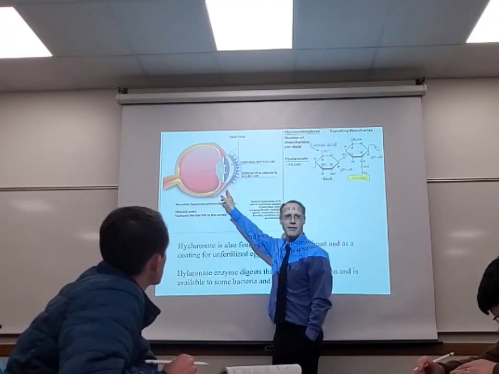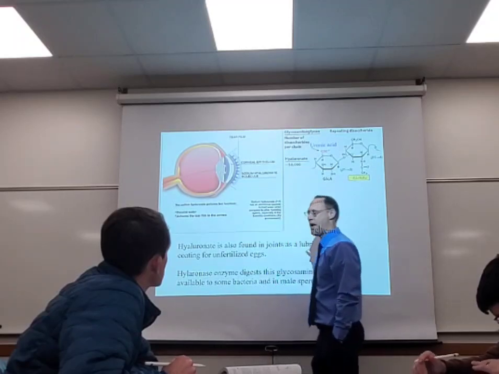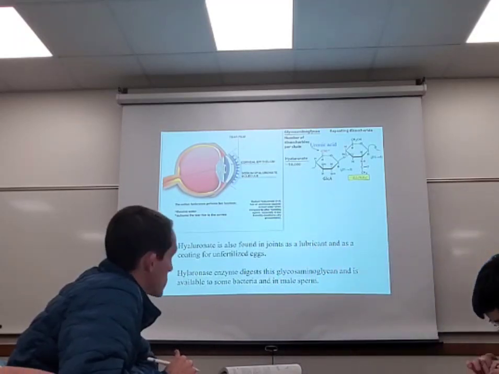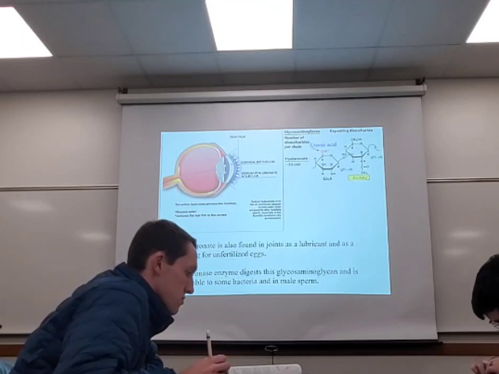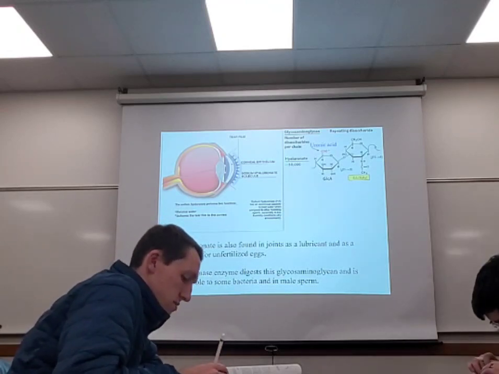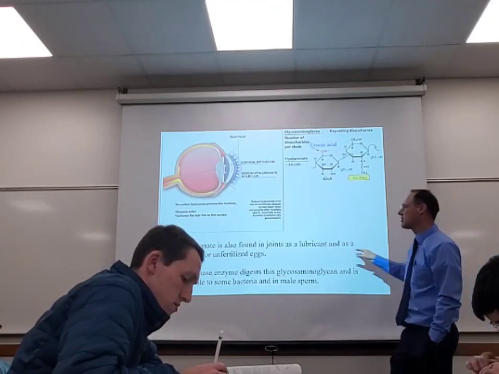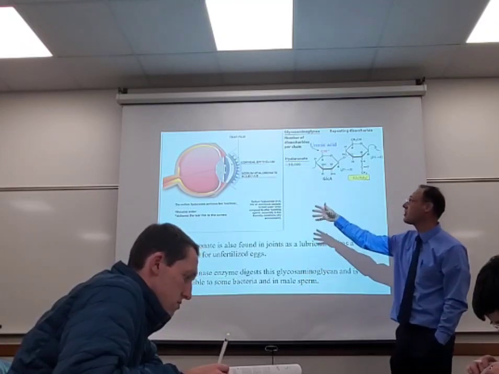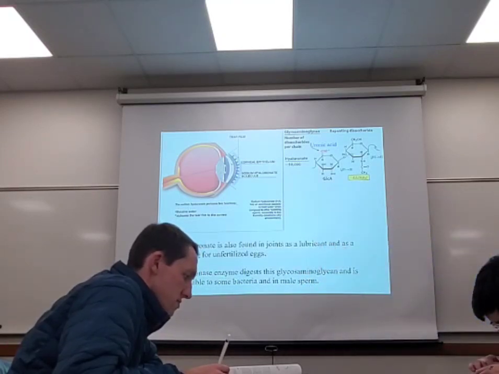There's sugar on the top of your eye. Hyaluronate, I won't name the enzyme. Hyaluronate, though, is found in lubricant for your joints. It's also a coating on the egg for fertilization. It's also on your eye.